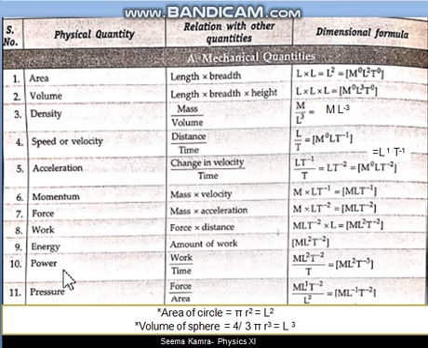Next is power. The power formula is work upon time. Work we have already solved as M1 L2 T minus 2, and upon time is T. Finally you see only the power of T will change. So this denominator T power 1 will be shifted to the numerator. It will become minus 1. So finally the power will become minus 3. So the final answer of power is M1 L2 T minus 3.